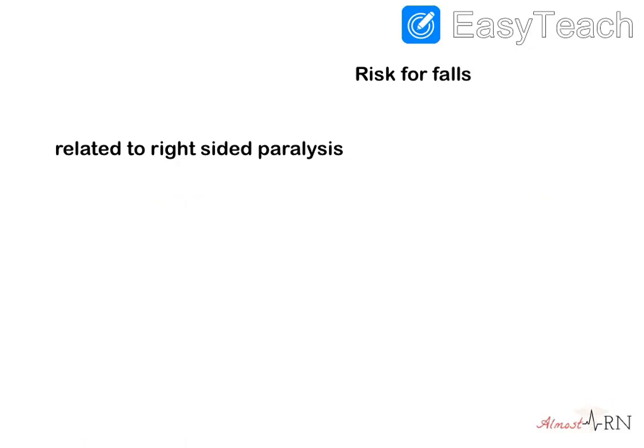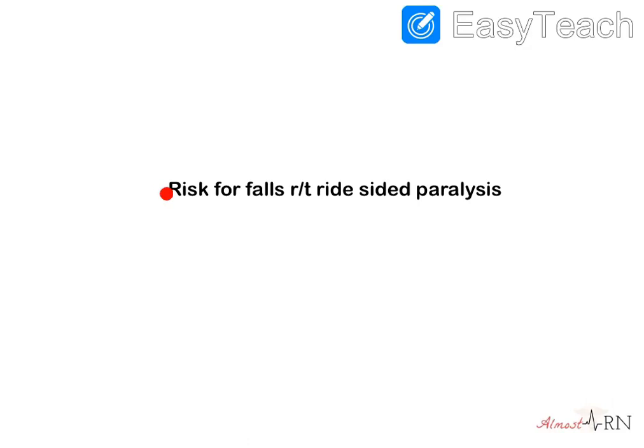Okay, so because these are pretty easy, I wanted to jump into an example right away. Go ahead and pause the video if you need some more time to put it together, but if not, I'm going to jump into the answer. So, risk for falls related to right-sided paralysis. Risk for falls is our nursing diagnosis, and related to right-sided paralysis would be our risk factor. Once again, there is no as manifested by because we don't have any evidence. We can highly suggest that right-sided paralysis could cause a higher risk for falls.